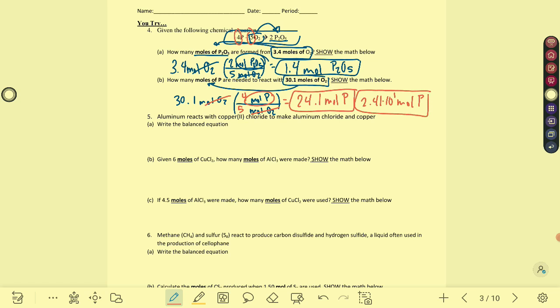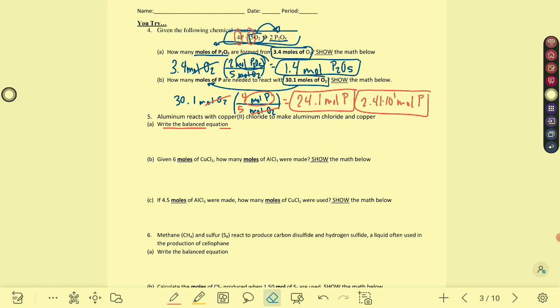Alright, number 5, aluminum reacts with copper 2 chloride to make aluminum chloride and copper. Now this is one of the best examples for practicing for your quiz, because writing this balanced chemical equation is probably one of the more challenging parts when we're introducing this. So we're going to say copper 2 chloride, Cu, that means it's a 2 plus, Cl1 minus, remember crisscross, so the 2 comes down behind the chloride.